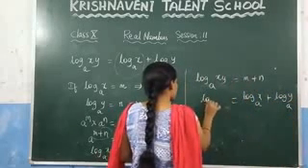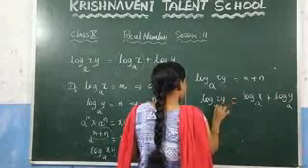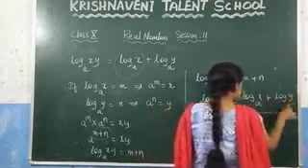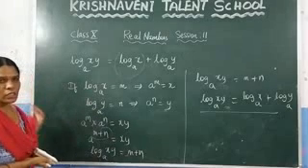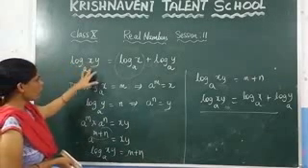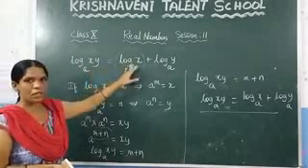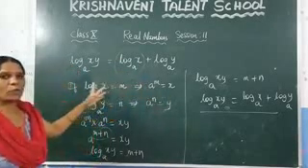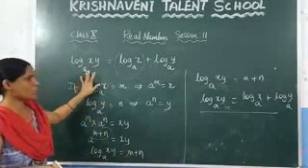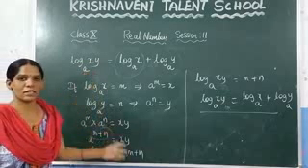So what is log xy to the base a? It is nothing but log x to the base a plus log y to the base a. Like this, we got this property. So here, what is the value of log xy to the base a? It is nothing but log x to the base a plus log y to the base a. Two more properties are there, which we are going to discuss in the next session.